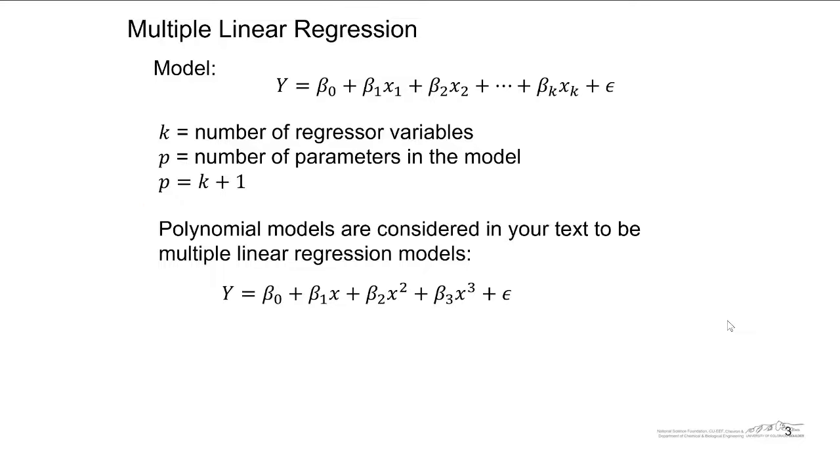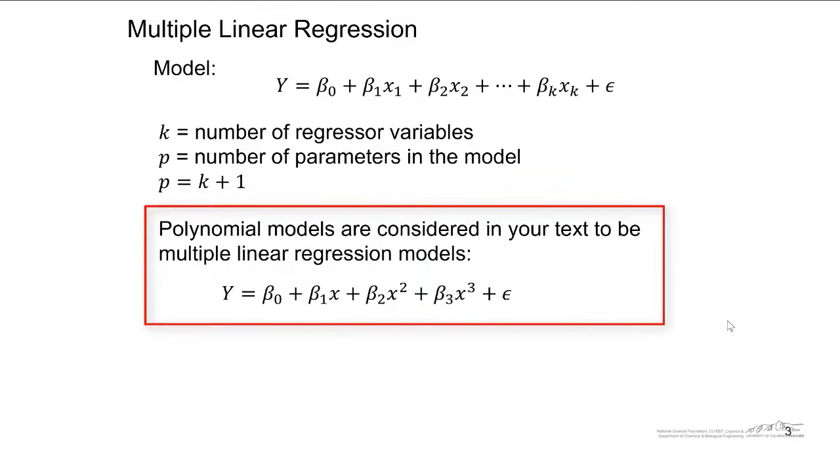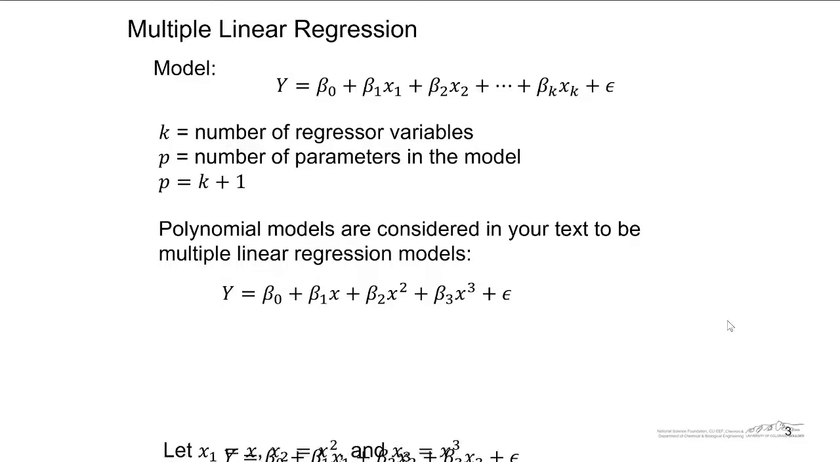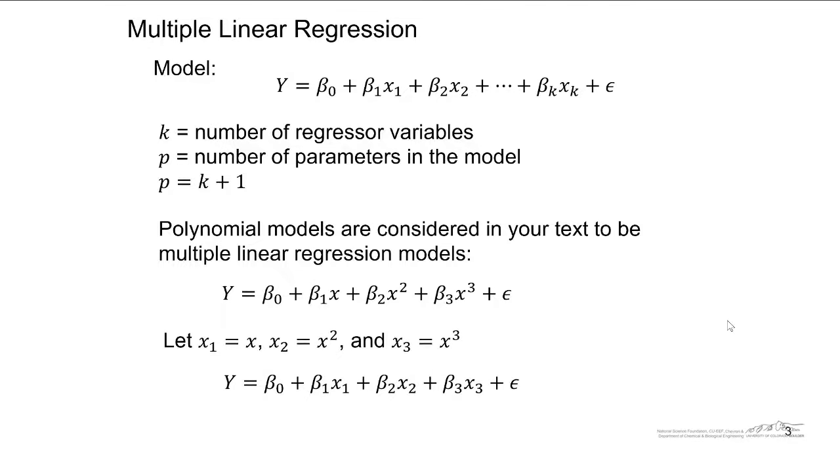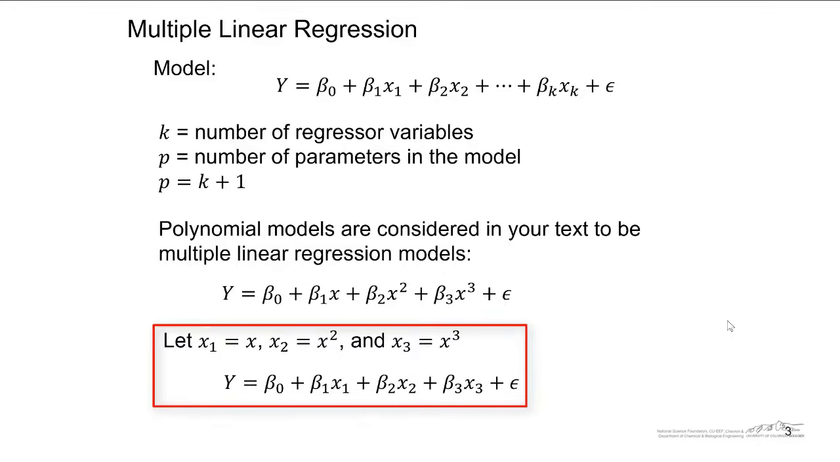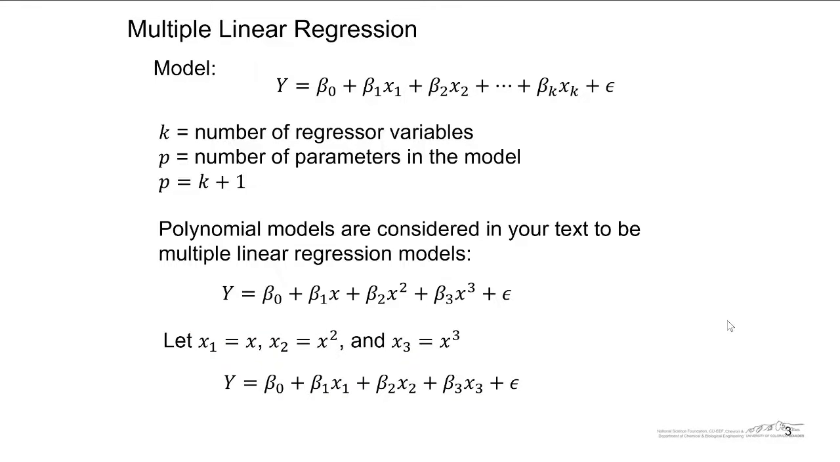By the way, polynomial models are considered in your text to be multiple linear regression models. We have a third order polynomial model here in a single regressor variable, x, but your textbook basically says if we let x1 equal x, x2 equal x squared, and x3 equal x cubed, as just one example, then we can turn y into a multiple linear regression model. So just keep that in mind. Everything we're doing with multiple linear regression models, you can apply easily to polynomial models.